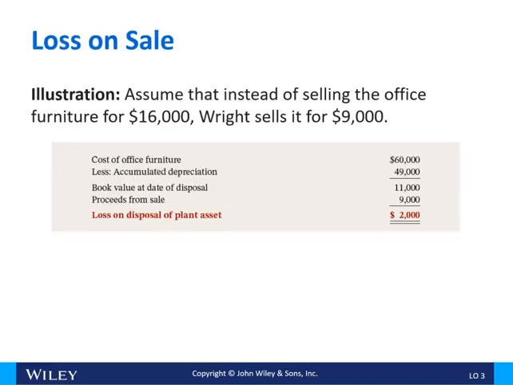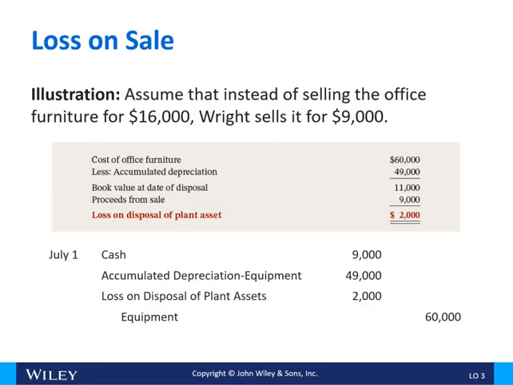Now, if we would have sold it for $9,000 instead of $16,000, that's going to be less than our book value. So we have a loss of $2,000. And that entry is as follows. Still debit cash, but it's for $9,000. Our debit to accumulated depreciation is going to be the same, the $49,000. Our credit to equipment is the same, $60,000. But since we have a loss, now we're going to debit the account loss on disposal of plant assets for $2,000.